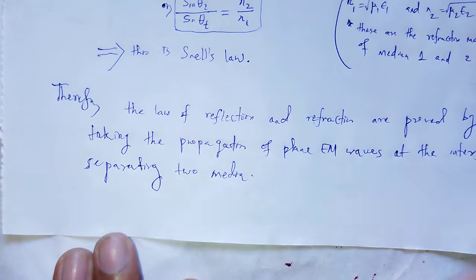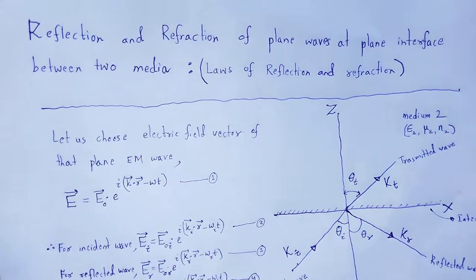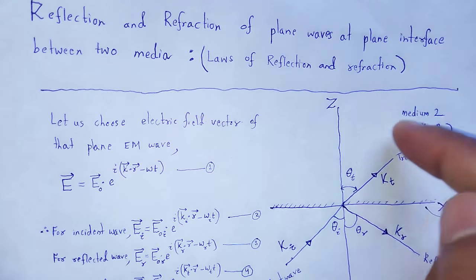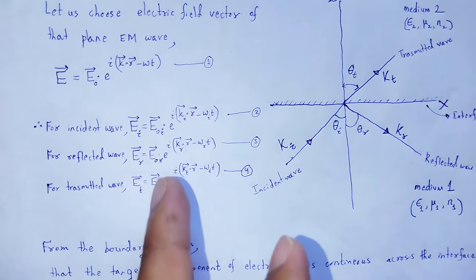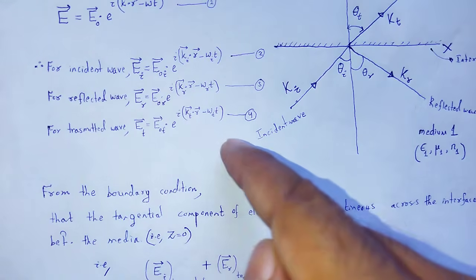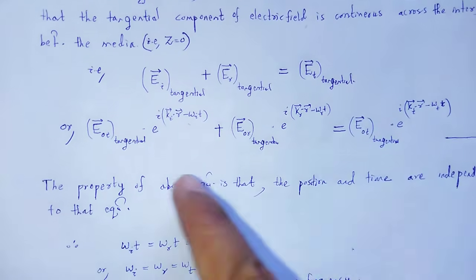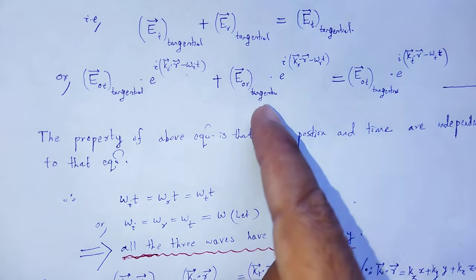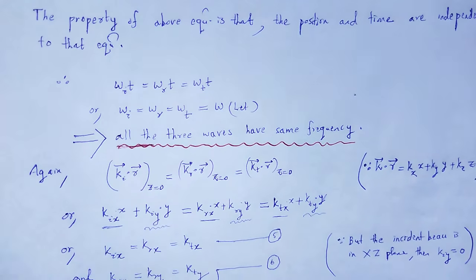Okay. So here, with the help of this video lecture, we understand reflection and refraction of plane waves at the interface between two media, meaning the proof of the laws of reflection and refraction using the electric field vector for the electromagnetic wave, for the incident wave, reflected wave and transmitted wave. Then we use the boundary condition for the electric field vector. That equation indicates that position and time are independent, then the frequencies are the same.